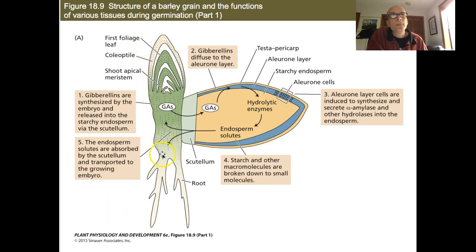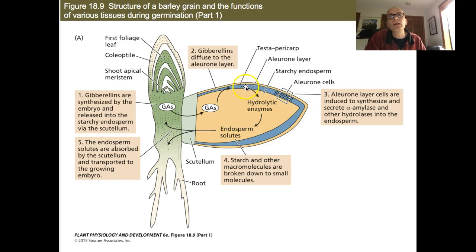So here's our embryo, and let's say gibberellins are synthesized by the embryo. They are then released to this connection that I pointed out at the very beginning in that slide, called the scutellum. They are transported through that and are released into the endosperm. So this is the endosperm, the starchy part of the grain. And when gibberellins then diffuse into the aleurone layer, that one single layer that I showed you at the very beginning, that is where lots of cell activity occurs, not so much down here, right? This is mostly starch storage.